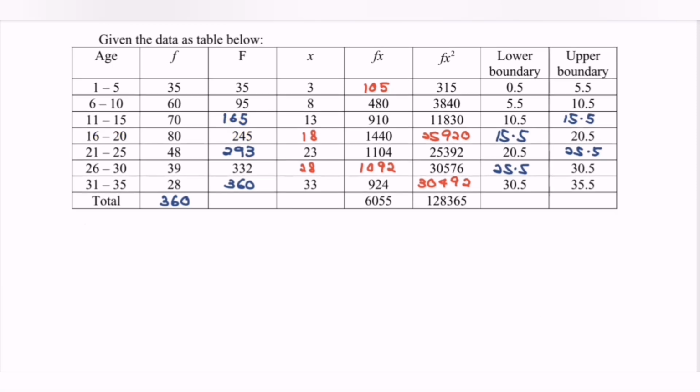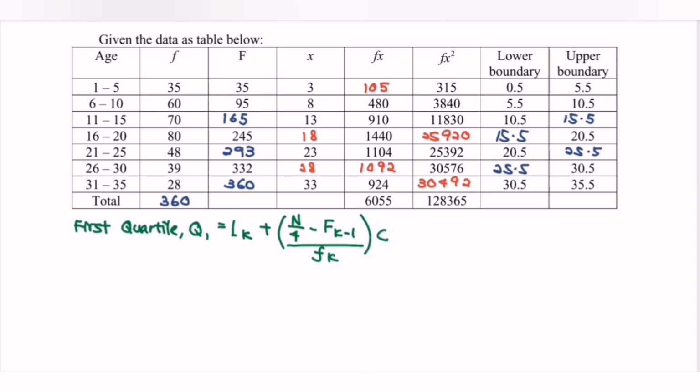Next, what we have to do is to find Q1, which is the first quartile. The formula for the first quartile would be L K plus the bracket N over 4 minus F sub K minus 1, over small letter f K, multiplied by C, which is the class size. We have to identify where the first quartile class is. Q1 is located at 360 over 4, so the location for Q1 will be 90. Kindly refer to the cumulative frequency. Where is the location for 90?